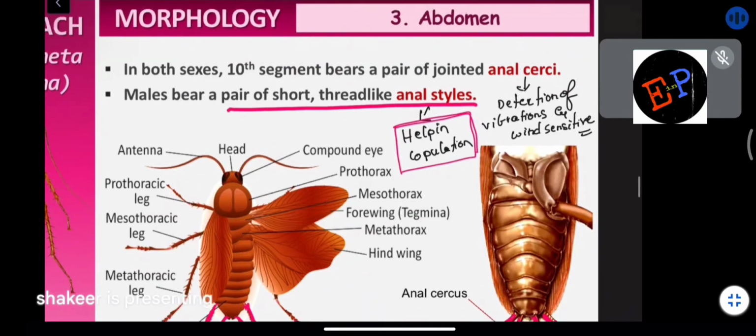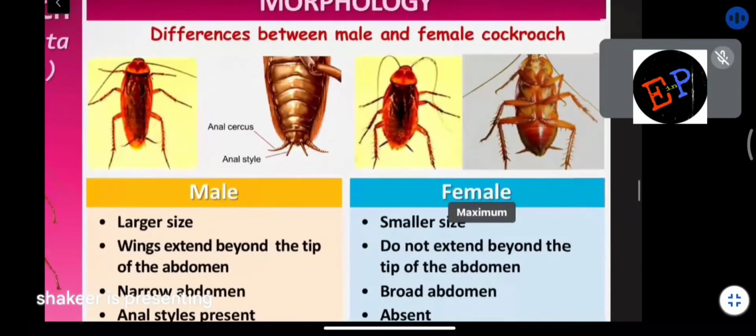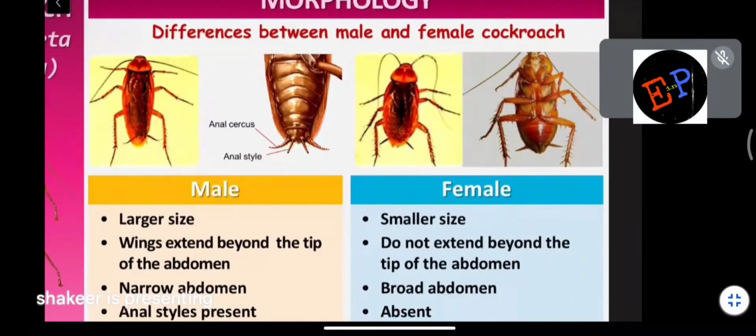So males and females both have anal cerci for sensing vibrations and direction of winds, and males have anal styles which are responsible for copulation. Then he is giving the differences between male and female cockroaches. Males are larger in size, so females should be smaller in size. Wings extend beyond the tip of the abdomen. It means the wings are bigger, and they will extend up to the end of the abdominal cavity also.